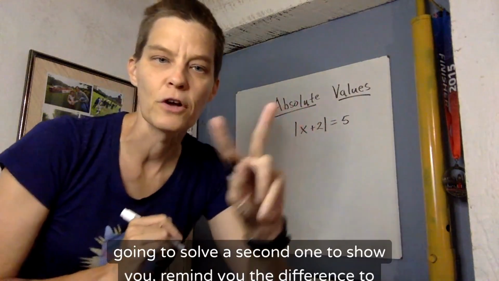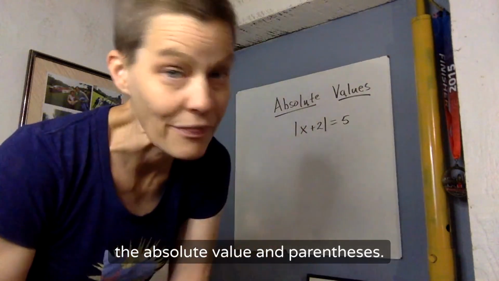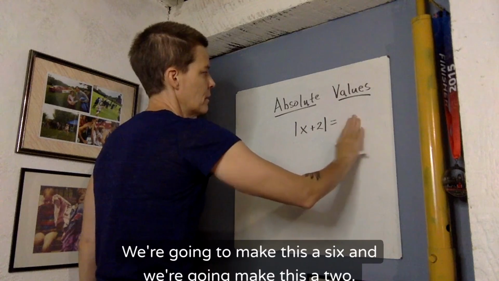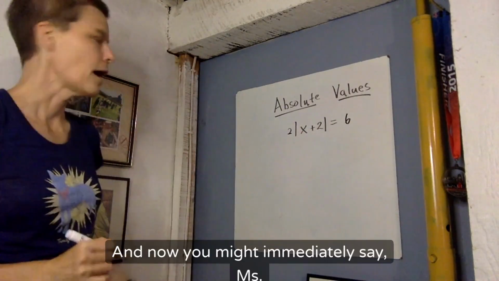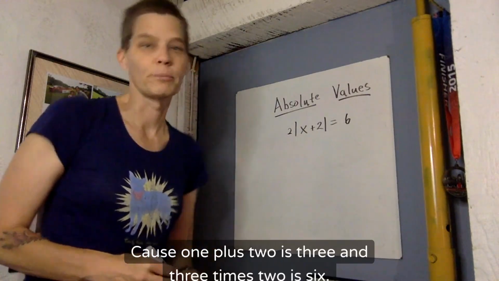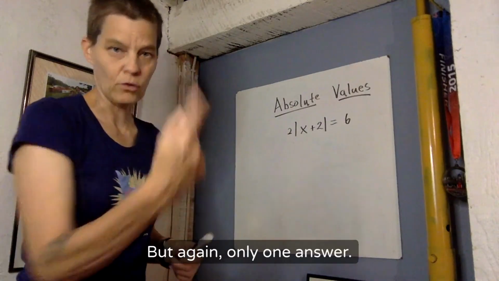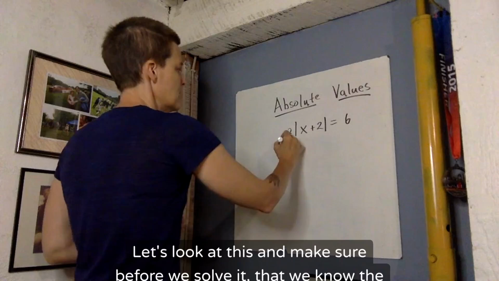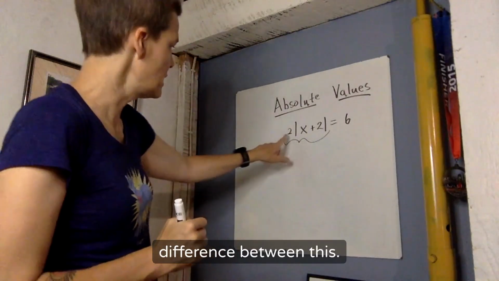Okay, in fact, we'll do this, and then we're going to solve a second one to remind you the difference between absolute value and parentheses. So, in fact, I'm just going to change this a little bit right now. We're going to make this a 6, and we're going to make this a 2, okay? And now you might immediately say, oh, Miss Thompson, I know the answer is 1. Because 1 plus 2 is 3, and 3 times 2 is 6. Okay? But again, only one answer. So let's just go around this for a second. Let's look at this and make sure, before we solve it, that we know the difference between this.